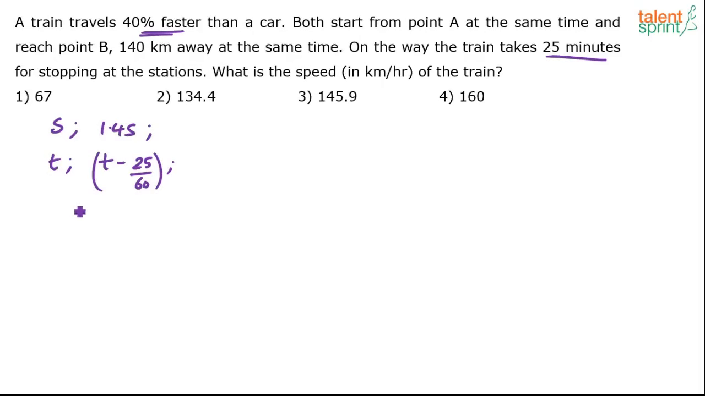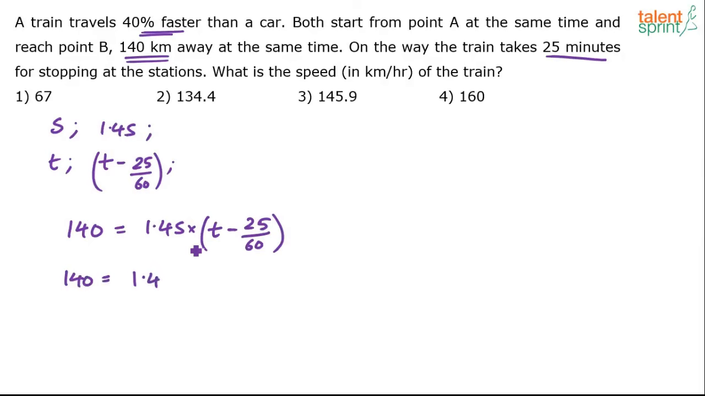Yeah, that's it. Now look at this. We know that distance is equal to speed into time. How much is the distance covered by the train? 140 kilometers. So can I say 140 is equal to speed into time? What is the speed of the train? 1.4 s into what is the time? T minus 25 by 60. Solve for this. What happens? So you'll get 140 equals 1.4 into s into t.